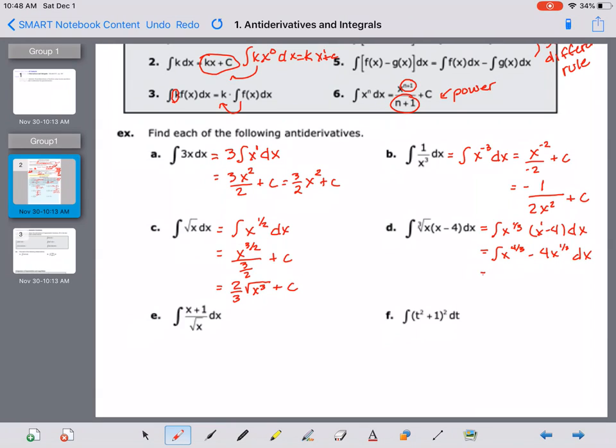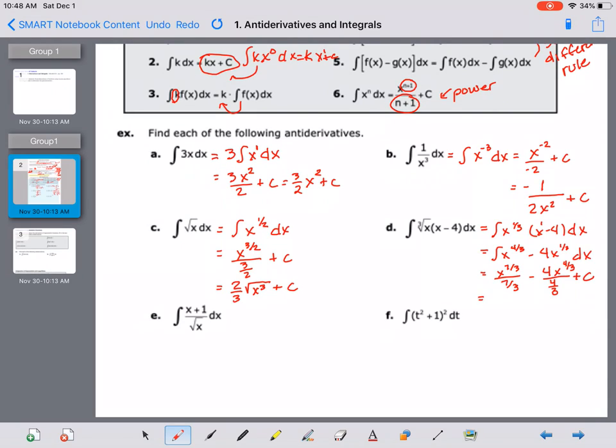Now I'm ready to actually integrate. So we're going to add 1 to our exponent. So this is going to become 7/3 over 7/3 minus, here's my 4. I'm going to add 1 to 1/3, so 4/3 divided by 4/3, and of course a plus c, always.